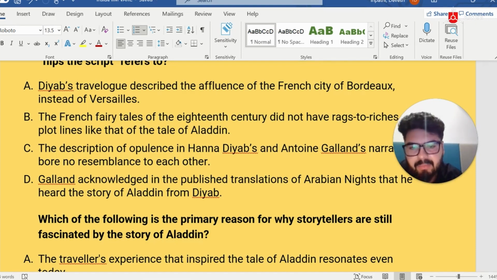Galland acknowledged in the published translation of Arabian Nights that he had heard the story of Aladdin from the... So what? It does not flip the script. Flipping the script is a completely different part. It's a different idea which we are discussing. It is again a baseless thing.